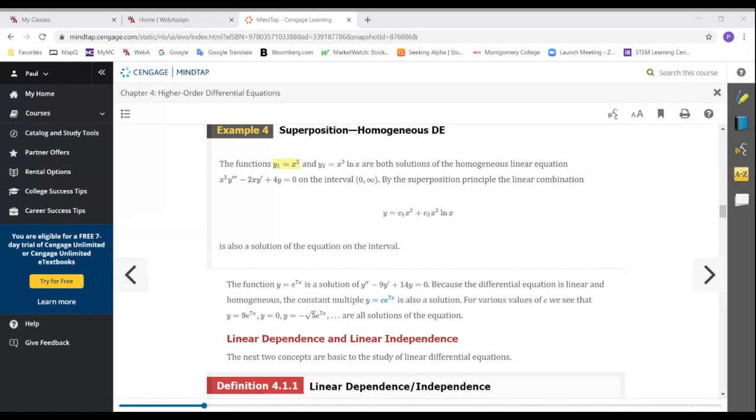So, yeah, y1 equals x squared, y2 equals x squared log of x are not related to each other. They are totally different functions. They're independent of each other. What we ultimately want to do is find a general solution to the differential equation, a very general solution that incorporates all possible solutions. What you're going to learn is that if you can find all the independent homogeneous solutions, the linear combination of them will be a general solution.